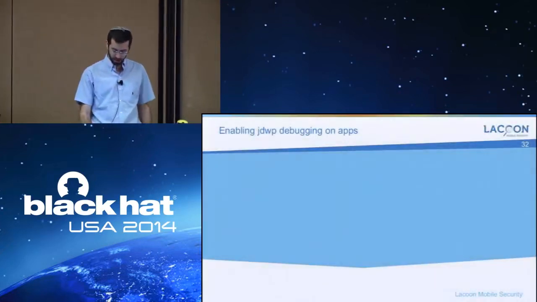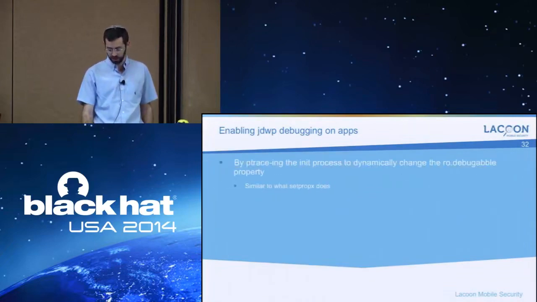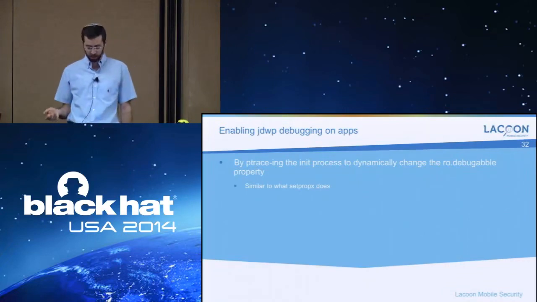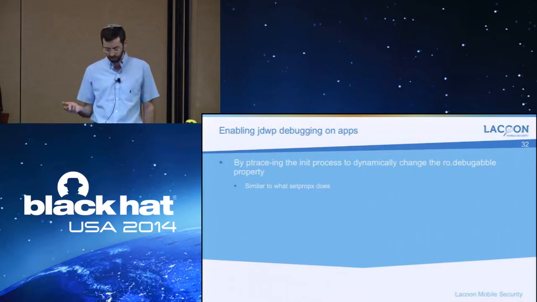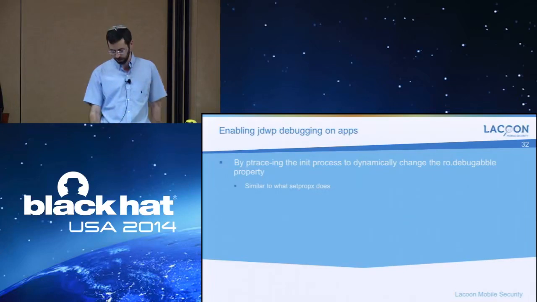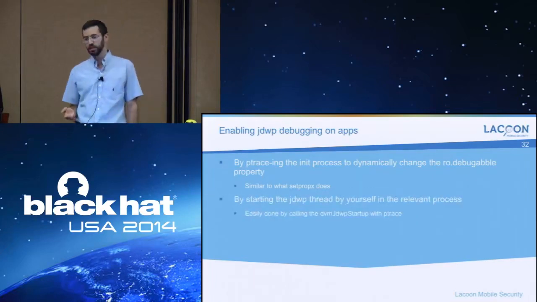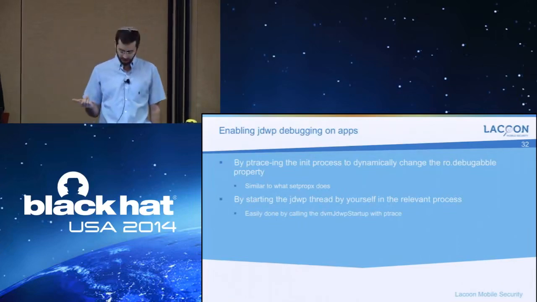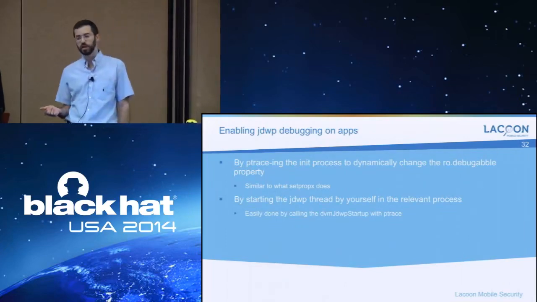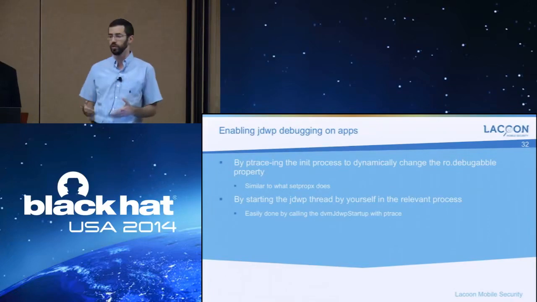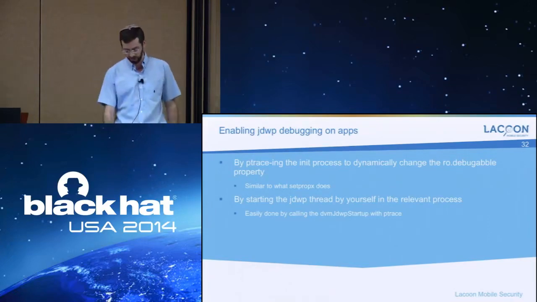So just how we saw ways of enabling JDWP debugging on the app. One way was basically to ptrace the init process, the Zygote process, and change the auto debuggable property. This is similar to what setprop-x does, which is a tool available on the internet and allows you to change read-only properties to enable debugging. But a simpler solution was that you can debug the Citrix client or the VMware client and run a Dalvik function called JDWP startup, which would start up the JDWP thread, allowing you to connect to it with JDWP, even if the device is not a debuggable device or anything of the sort.